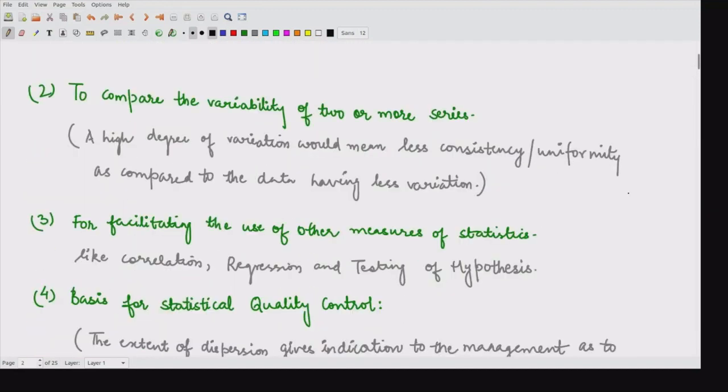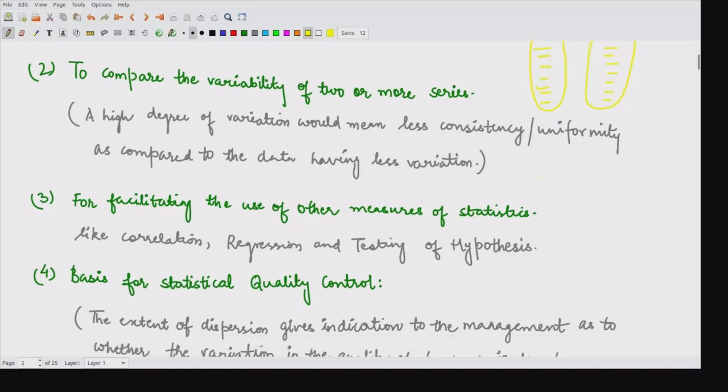The second objective that it covers is to compare the variability of two or more series. So suppose we have one data with us and we have another series having another kind of data with us. Now to compare these two series among themselves, that is also done using dispersion. Whenever you have a high degree of variation, that means the series are quite different from each other and could not be compared as such.